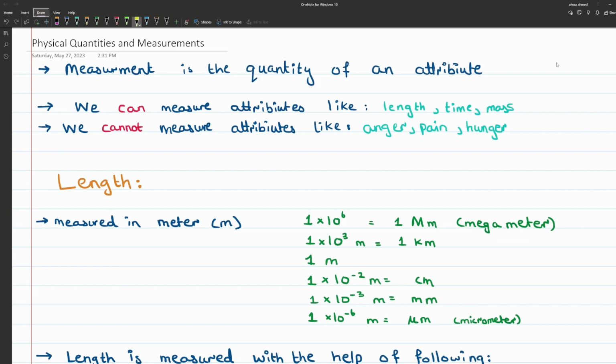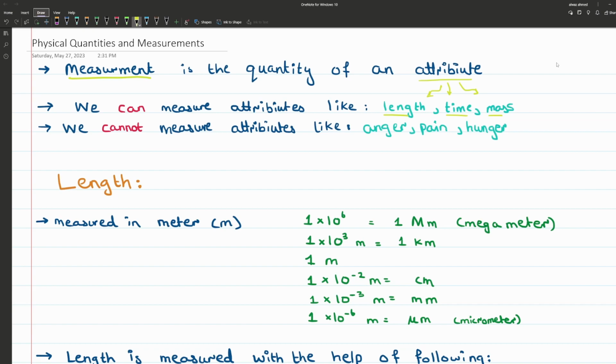I know this statement may sound a little daunting, but don't be afraid. What this means is that we've got attributes such as length, time, and mass, and if we measure these attributes, we simply get a measurement. Now there are two kinds of attributes. Some that we can measure, such as length, time, and mass. We can measure them in meters, seconds, and kilograms, and so on.